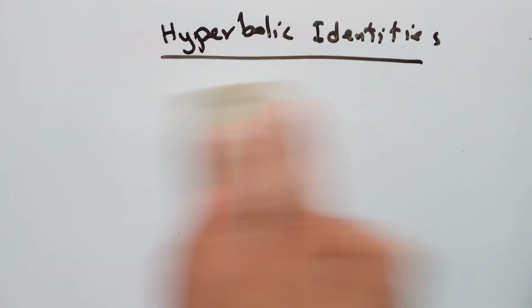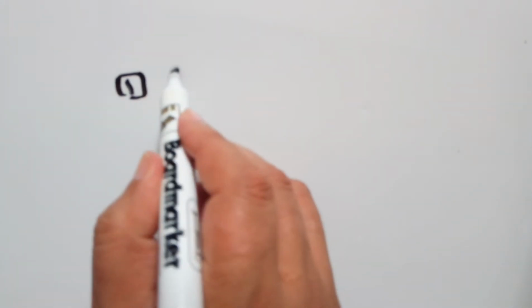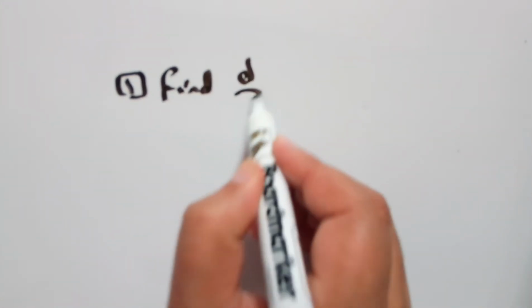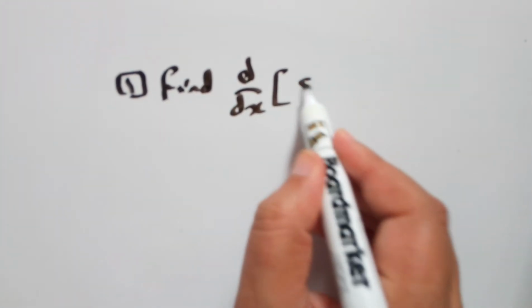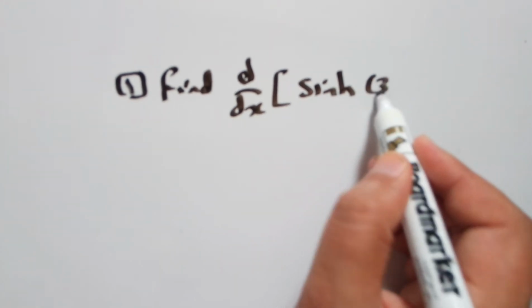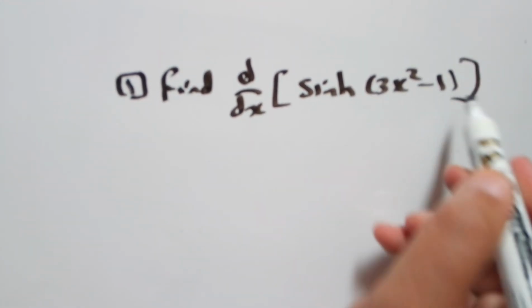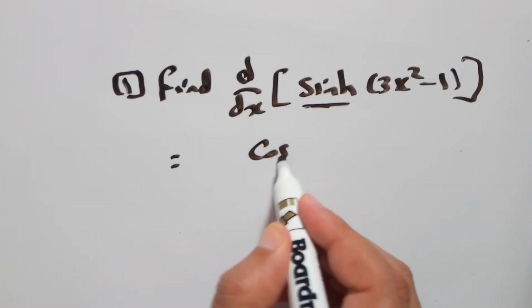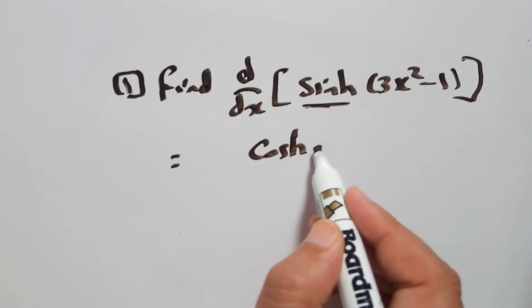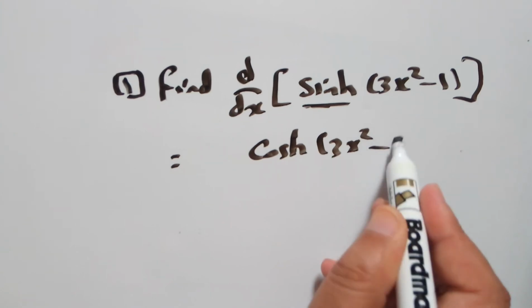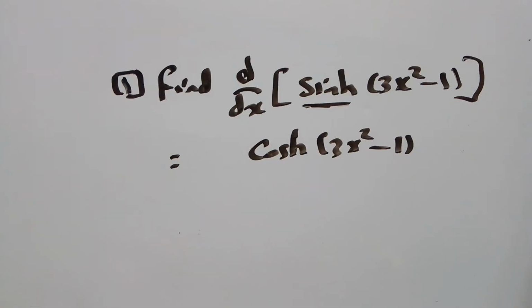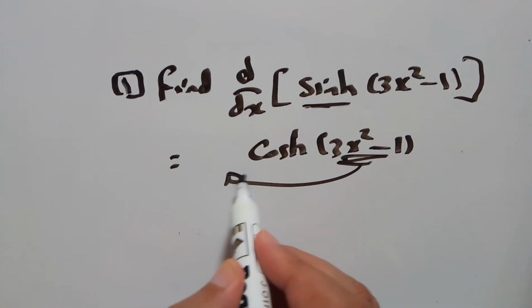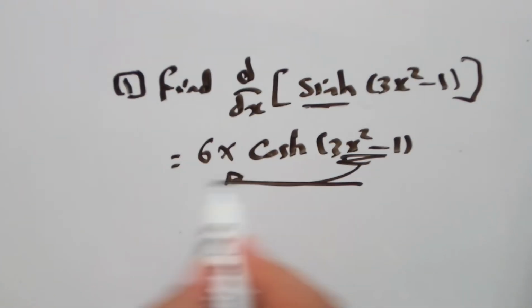Okay, how to solve some questions about the derivative of hyperbolic functions. Example 1. Find d dx of hypersine 3x squared minus 1. Here, what is the derivative of hypersine? It is hypercosine of the same function, 3x squared minus 1, multiplied by the derivative of this function, which is 6x.